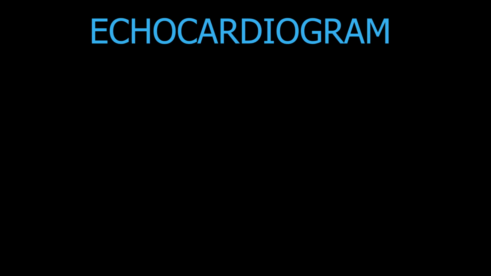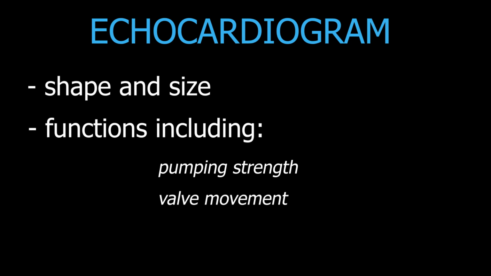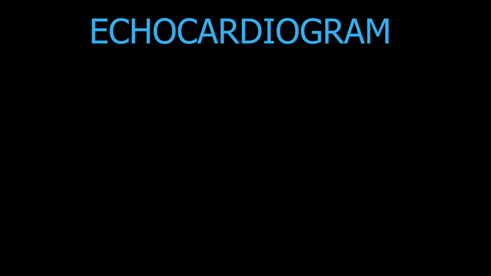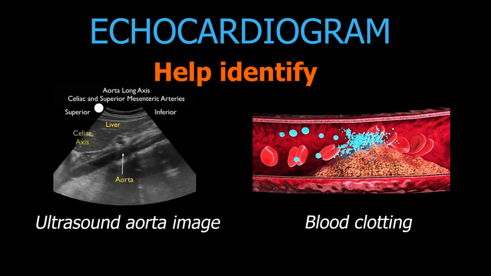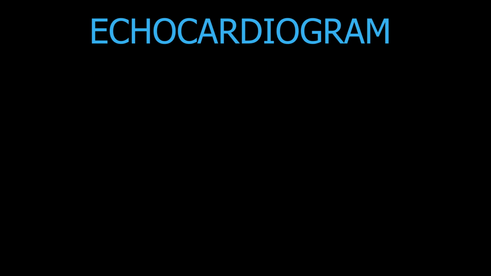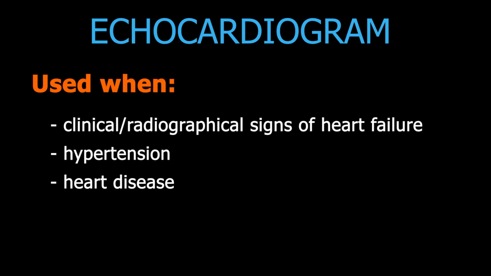Echo tests are useful for determining the shape and size of a patient's heart, as well as how it functions. The heart's pumping strength, valve movement, and thickness of the heart's walls are some of the functions that can be examined with echo tests. This can help identify anything that may be of concern, including problems with the aorta and blood clotting in the heart's chambers. Echo tests are used when a patient has clinical or radiographic signs of heart failure, hypertension, suspected or known heart diseases, and strokes.